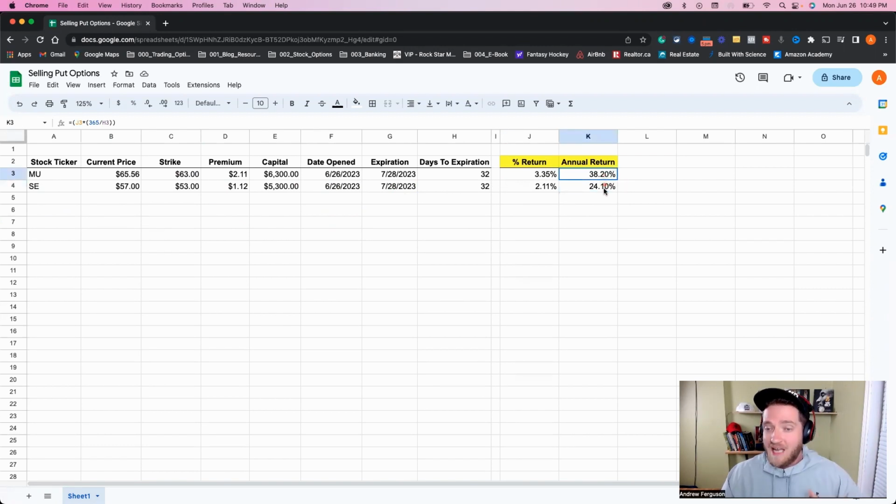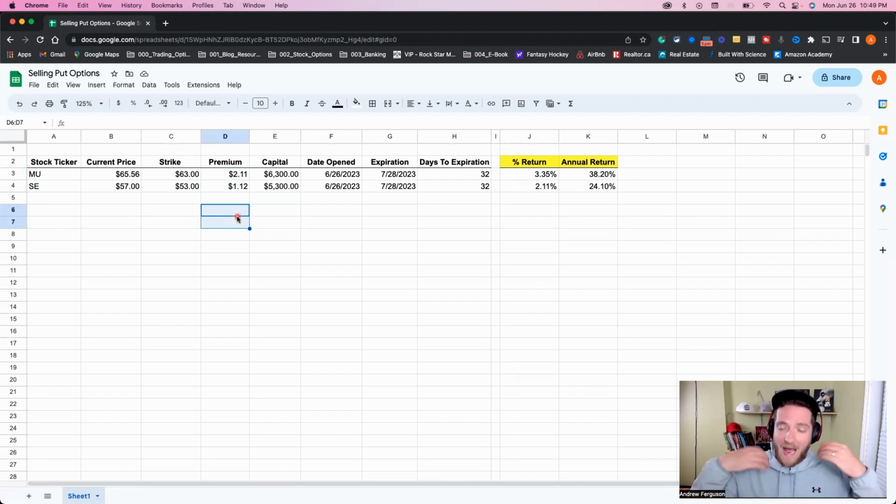So if you can generate these kind of returns and this kind of monthly premium, just think about if you had a little bit extra capital in your account. This is only with just over $11,000, $11,600 in your account. You're making $323 in your total account for the month. That's a pretty good return on your income. And this is how you can grow your investment account using passive income strategies like selling options contracts.